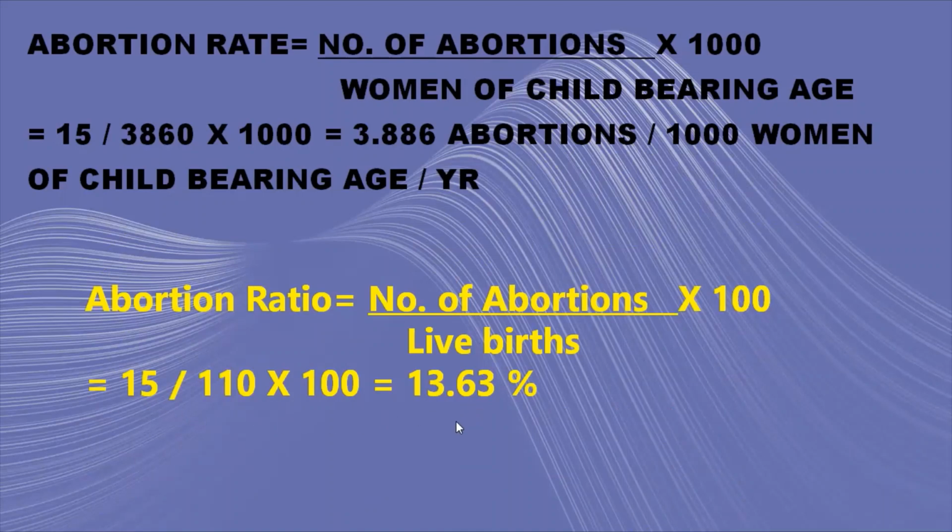So it will come into percentage, whereas the abortion rate will come into per thousand population or per thousand women of childbearing age. So abortion ratio is the 13.63%. So differentiate between these two, don't get confused. Just remember rate is nothing but the median population, and ratio is the number of live births.